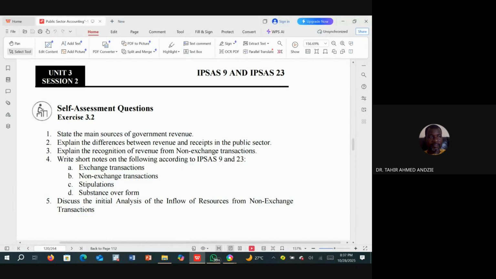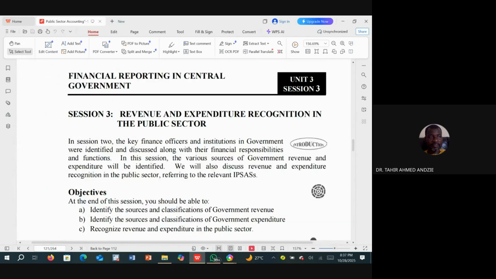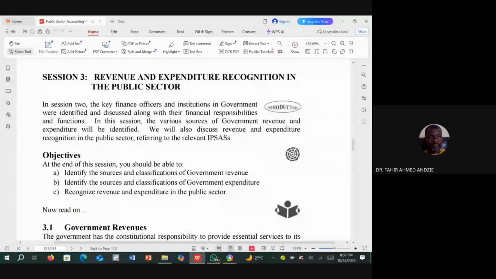Discuss the initial analysis of the inflow of resources from non-exchange transactions. So look at the questions and try to. Let's finish with at least session 3 and we can go. The first question in the self-assessment was asking about the source of government revenue. That's what we are going to talk about now.